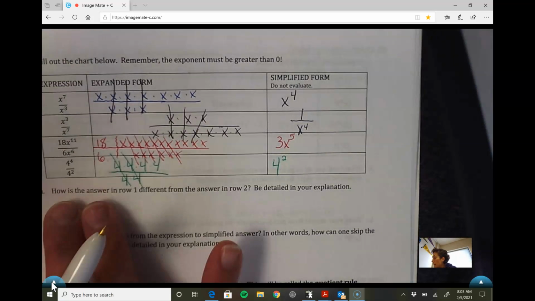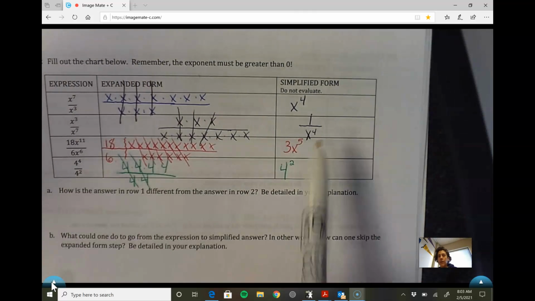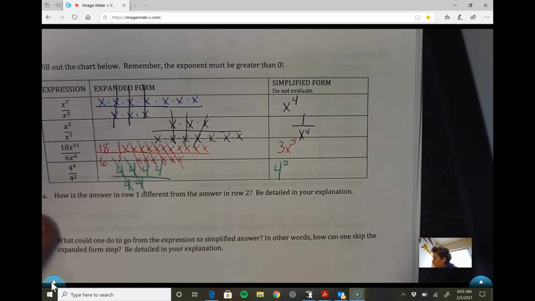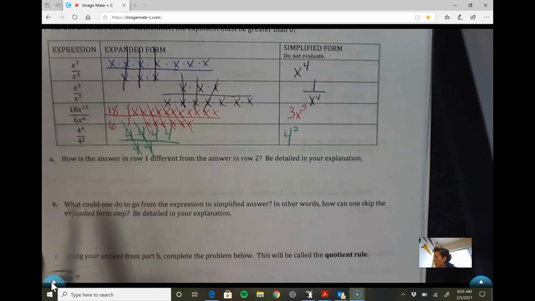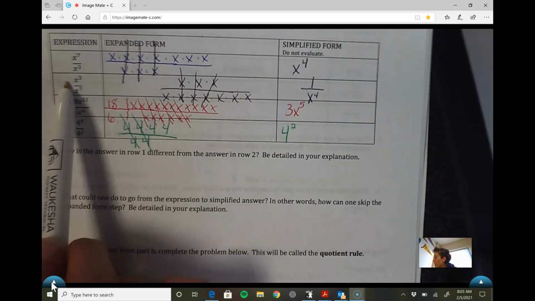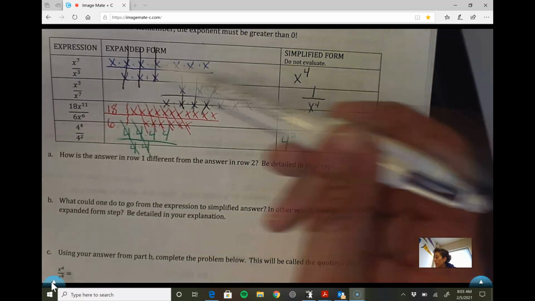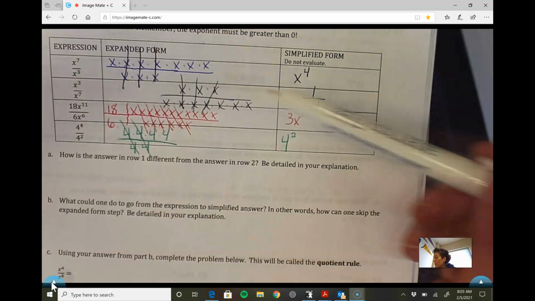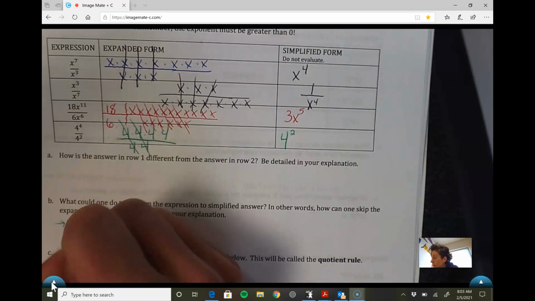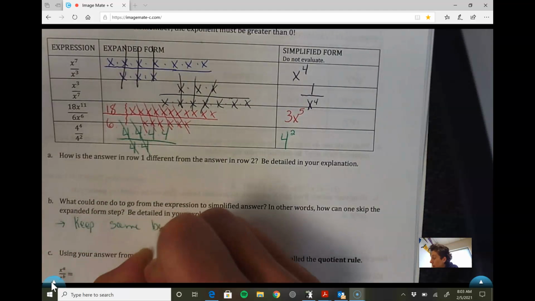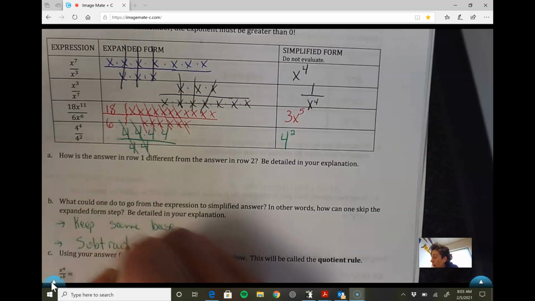So what we want to do now is just look, is there a shortcut? So can I go from here to here or here to here? And you can. What you want to do is, so actually we're going to skip this question. How could one go from the expression to the simplified form? And how do I go from here to here? Well, you'll notice I've kept the same base, okay? And then I've subtracted the exponents. So again, you want to keep the same base. And then you want to subtract your exponents.